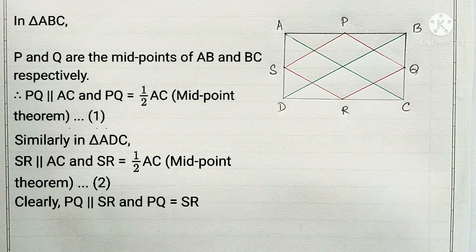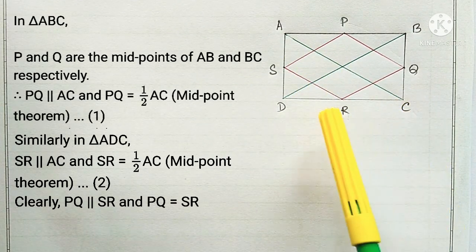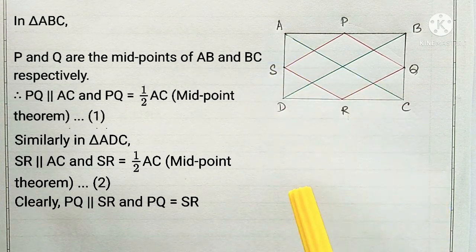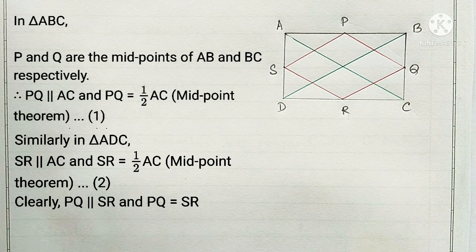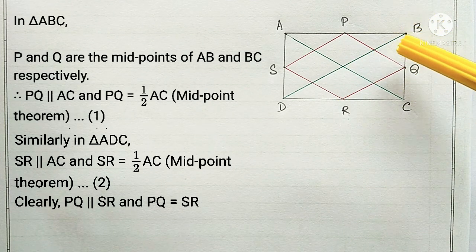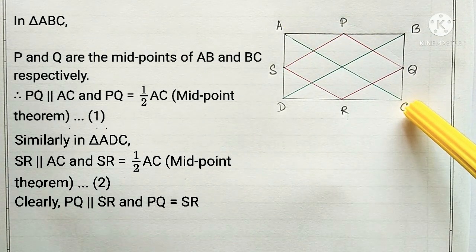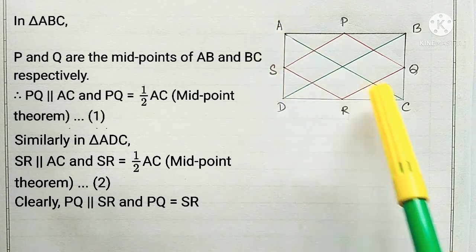And with the help of this one we write here SR parallel to AC as well as SR is equal to half of AC. Is it clear? And then we put this one as equation number 2. Understood? Okay. Now after writing this, from equation number 1 and equation number 2, that means in the first equation here we get PQ parallel to AC as well as here we get SR is parallel to AC.